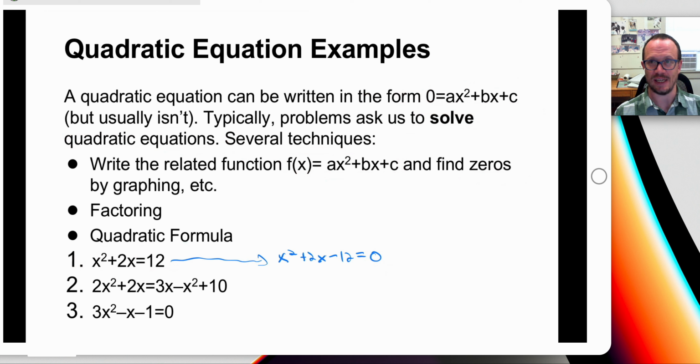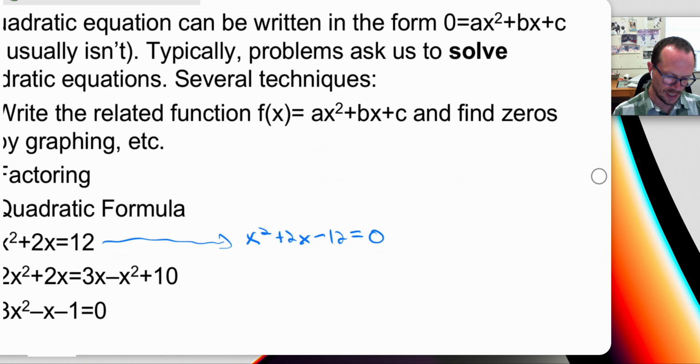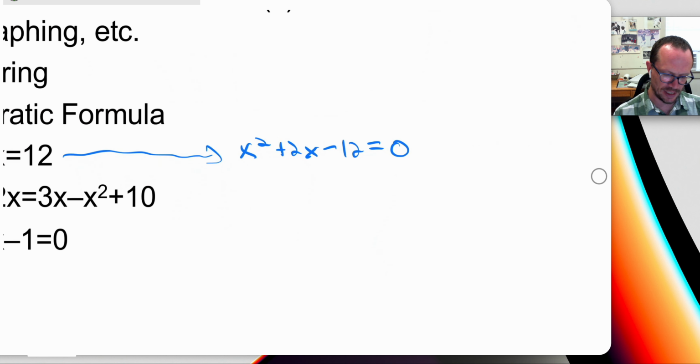You could graph it and look for the x-intercepts, or you could factor the equation or use the quadratic formula. For this one, let's factor it. I don't want to get too distracted with factoring. In this case, when the leading coefficient is equal to 1, it's called a monic quadratic, and you're just looking for factors of negative 12 that add up to 2. x plus 6, x minus 2.